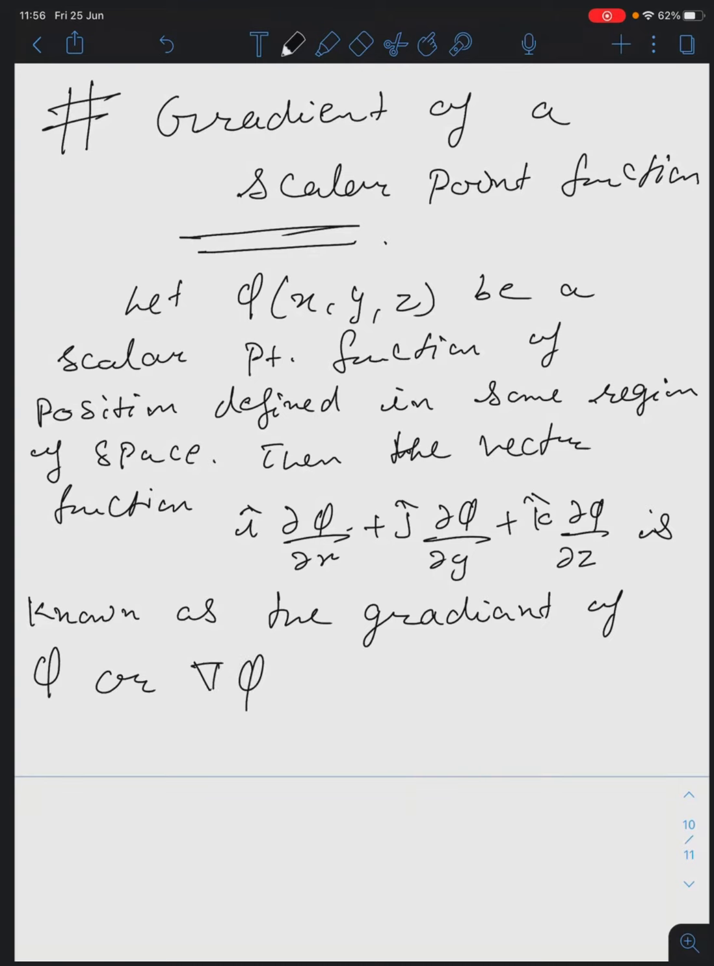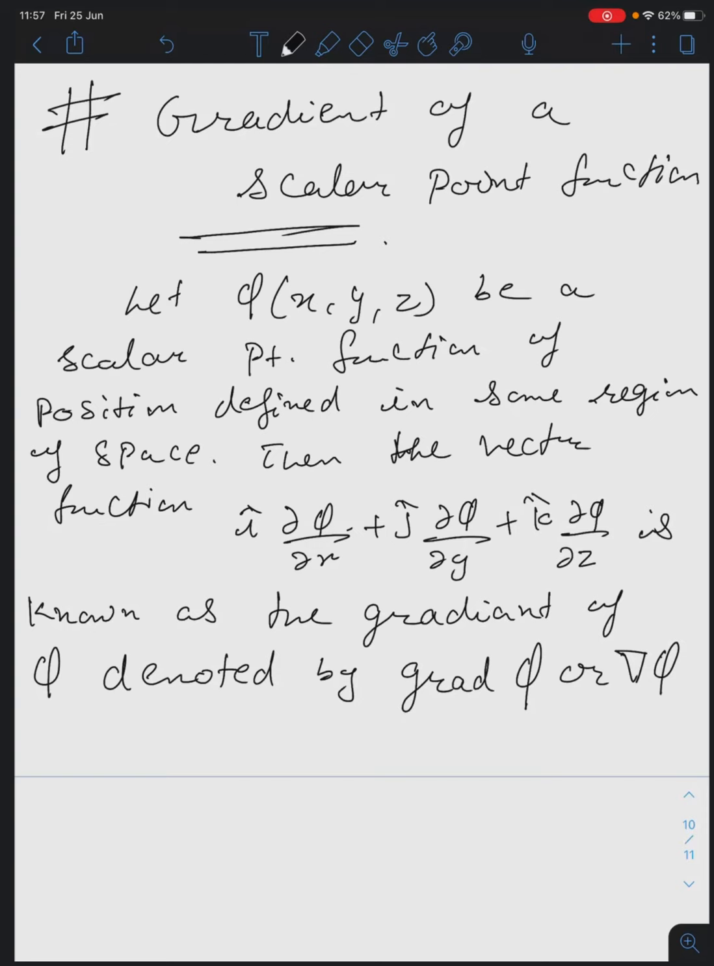Okay, this is how you denote it. Let me write gradient of phi denoted by either the short form of gradient, grad phi, or you can write it in this manner also, del applied on phi. So there is no dot product, no cross product, and you are not multiplying. You are applying this operator on phi.